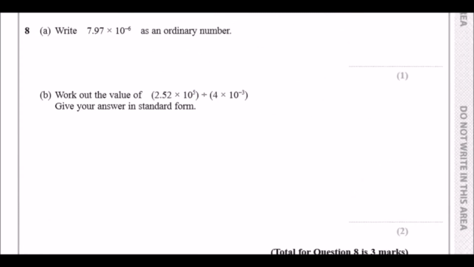Okay, question 8, guys. Let's have a look. So A, write 7.97 times 10 to the power negative 6 as an ordinary number. Okay, so all this literally means, super easy actually. When you've got a negative power and a 10 base, this is known as standard form, even positive.